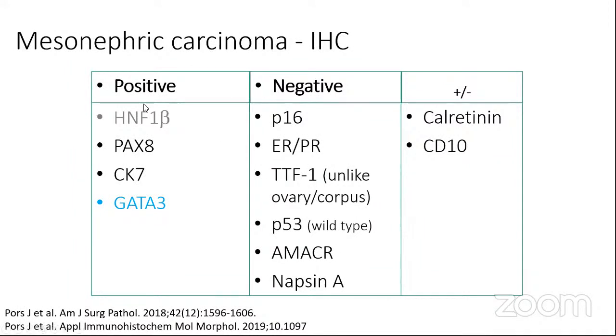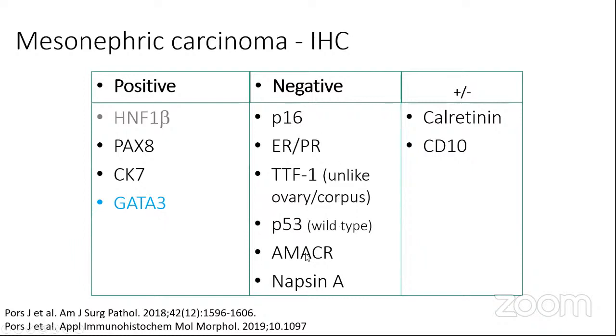Immunohistochemically, HNF1 beta is usually diffusely positive in mesonephric carcinoma, so not helpful in your differential diagnosis. These are always PAX8 positive, always CK7 positive, and usually GATA3 positive, either focal or diffuse. TTF1, which you may be familiar with as being positive in mesonephric-like carcinomas in the ovary and corpus, tends to be negative in the cervical tumors. These are always P16 negative, ER/PR negative, P53 wild type.